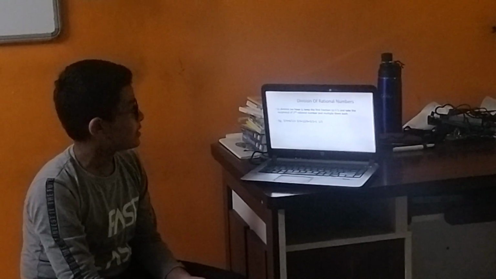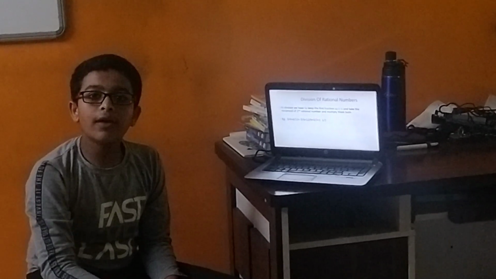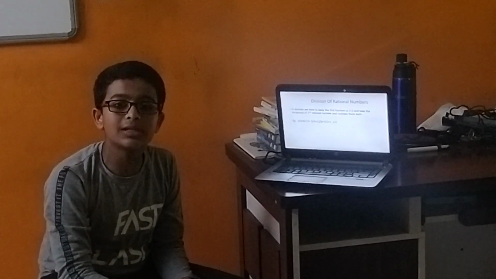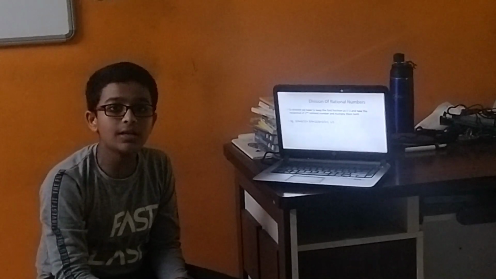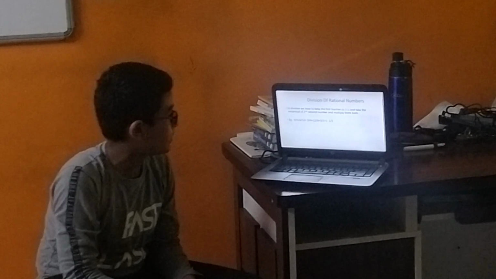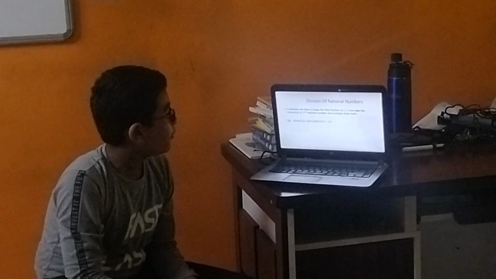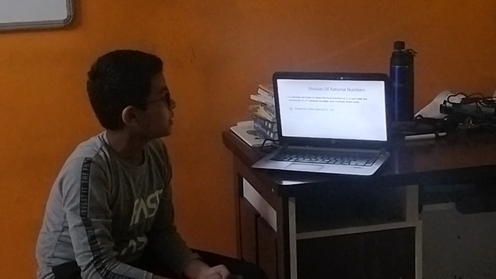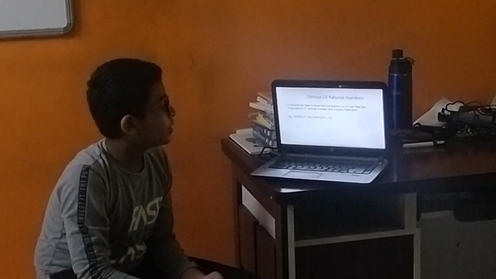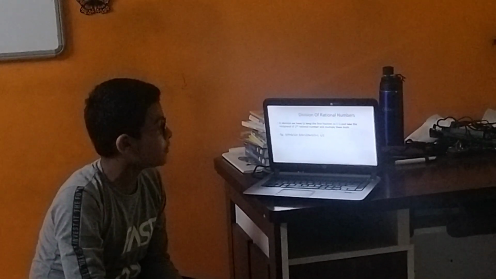Now division of rational numbers. In division, we have to just do the same process as multiplication. We have to just take the reciprocal of the second fraction and multiply it with the first fraction. For example, 3 by 4 divided by 6 by 12 is equal to 3 by 4 into 12 by 6, which gives us 3 by 2, which is equal to 1 integer 1 by 2.